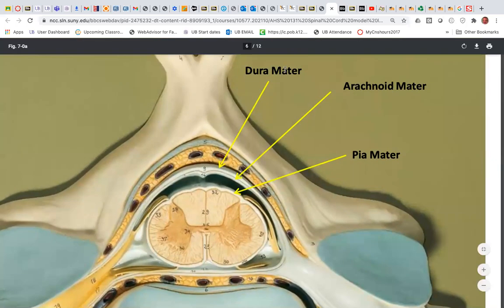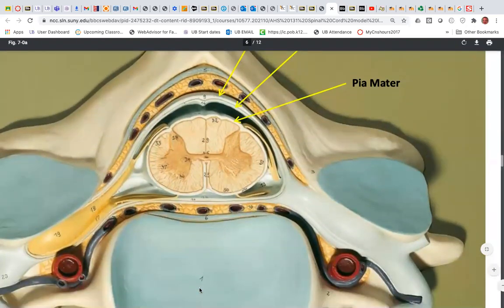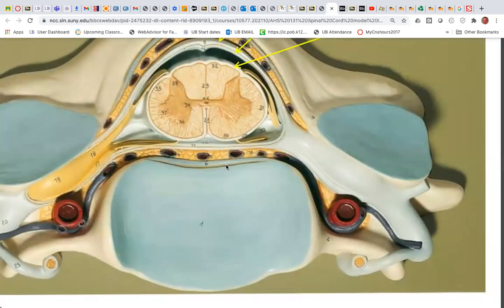Okay, dura mater, the most external one. Don't confuse it and think it's number 5. When I say it's the most external, no. Number 5 is a ligament, okay, as is number 6. These are both ligaments. Number 6 is a ligament that's called the posterior longitudinal ligament, PLL, posterior longitudinal ligament.